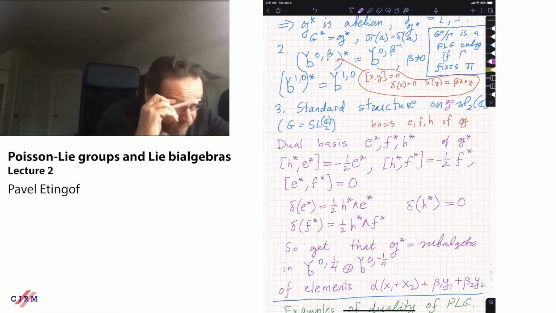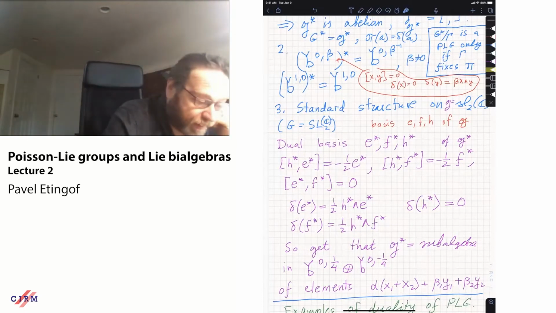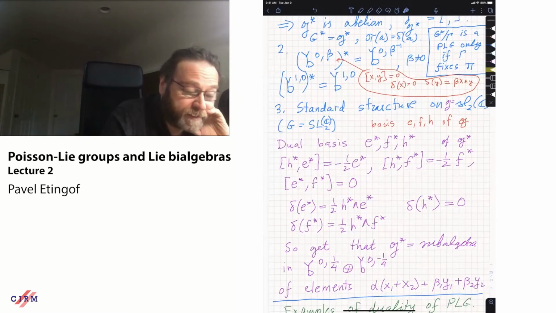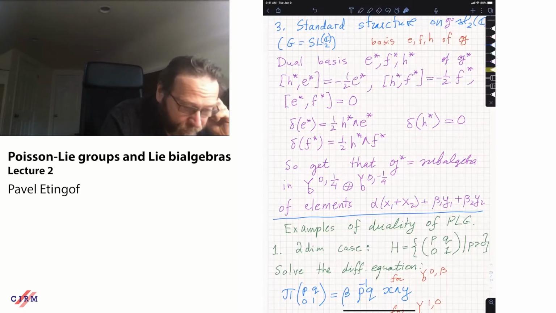And then the bracket is dual to the co-bracket, so it is a commutator of H star with E star is -1/2 of E star, commutator of H star with F star is -1/2 F star, and E star and F star commute, and delta is defined by these formulas here. So this shows that this G star is a Lie subalgebra in B plus B, namely it's a subalgebra of elements.